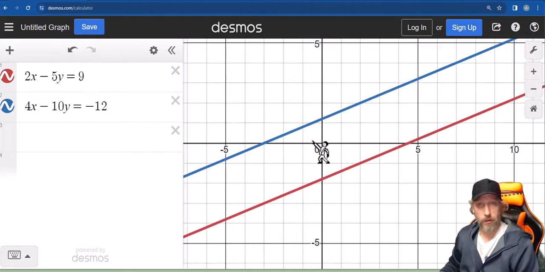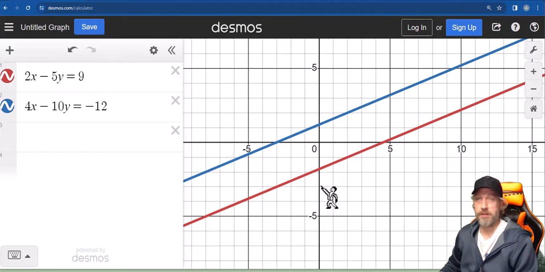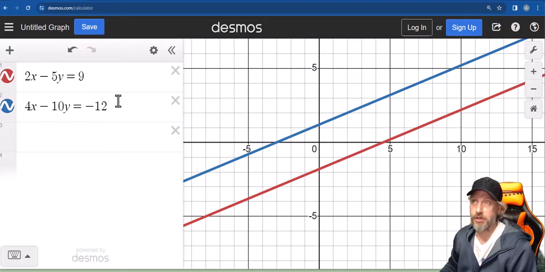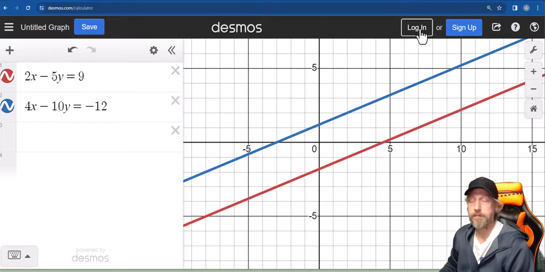And if you were to find the slope of those two equations, which you can do at this point in your life, if you're studying this stuff, you should be able to take equations and find slopes. You'd be able to show that they have the same slope. So they are parallel lines that will never cross. Therefore, we have no solution.